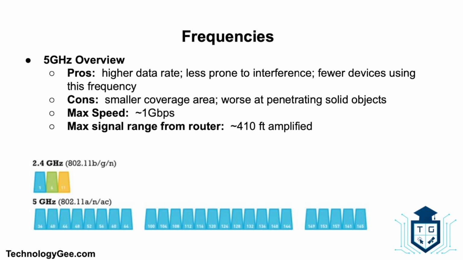Let's talk about 5 gigahertz. Some of the pros associated with 5 gigahertz are: it has a higher data rate, it is less prone to interference, and usually there are fewer devices that use this frequency. Some of the cons are: it has a smaller coverage area and it is worse at penetrating solid objects. Its maximum connection speed is approximately 1 gigabit per second, and it has a maximum signal range from the router of approximately 410 feet when the signal is amplified.